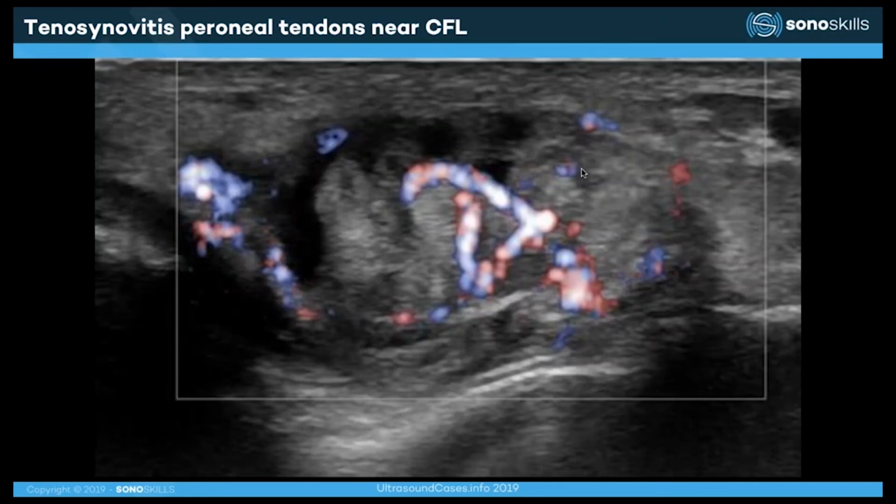So if we glide from the lateral malleolus towards distal, a little bit distal from the malleolus, we come to a spot where we can see the peroneal tendons in a tendon sheath, and underneath the tendon sheath we can find the calcaneofibular ligament, the stabilizing ligament between the calcaneus and the fibula. And this is a very nice and cool transducer position, I think.